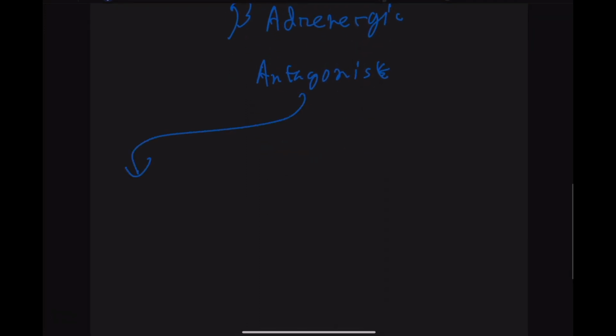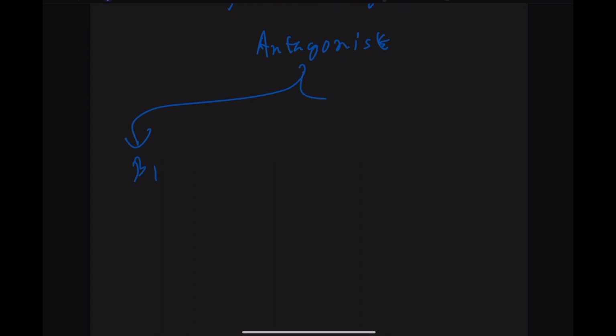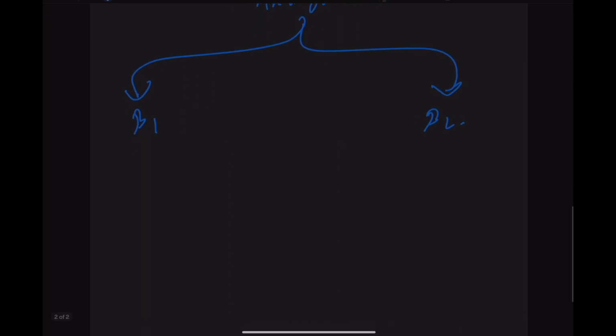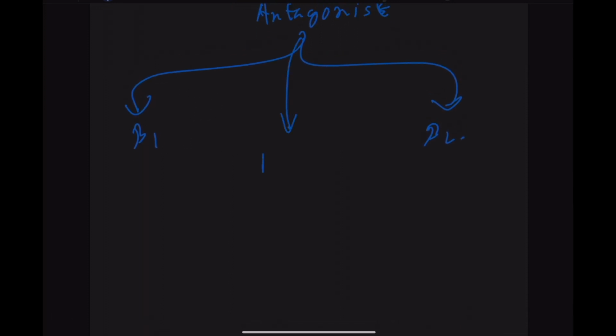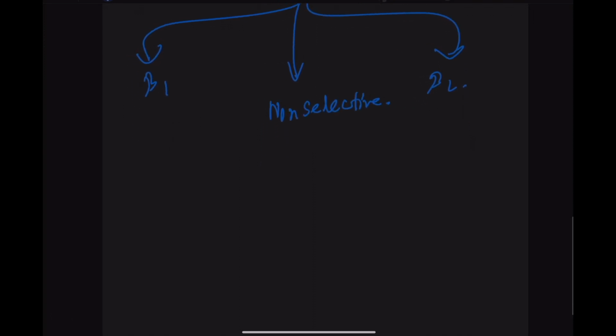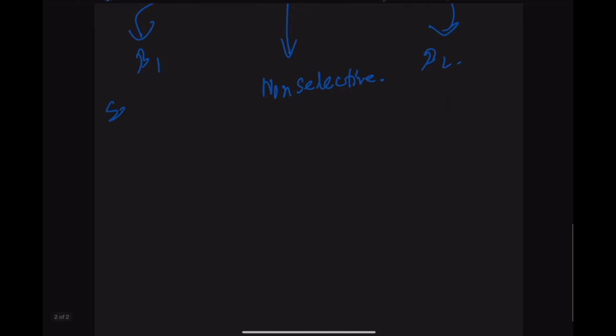And today I'm going to talk about beta adrenergic antagonists. Okay. So let's divide beta adrenergic antagonists into beta 1 selective and beta 2 selective adrenergic antagonists, and there are also the non-selective adrenergic antagonists. Okay, so what are the beta 1 selective adrenergic antagonists?